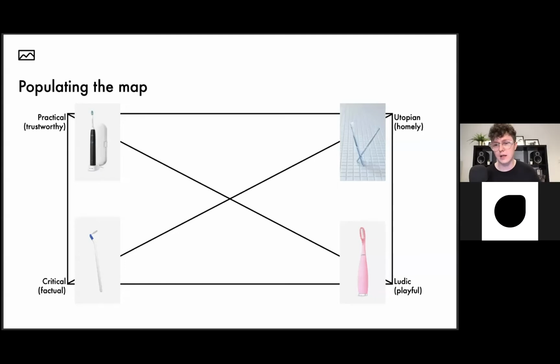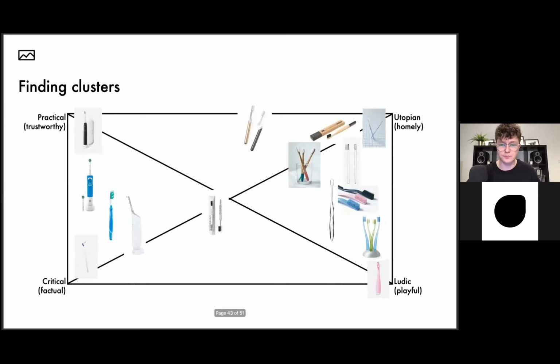And then the ludic is the polar opposite of practical, and that is playful. And obviously with this crazy shape at the bottom, and the colorway, that is obviously the most playful one. And the benefit of this map is that you can use it for all aspects of design, whether it's color, usage, packaging, all of those touch points can fall into this map.